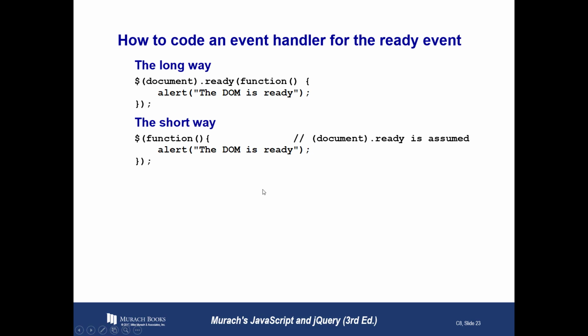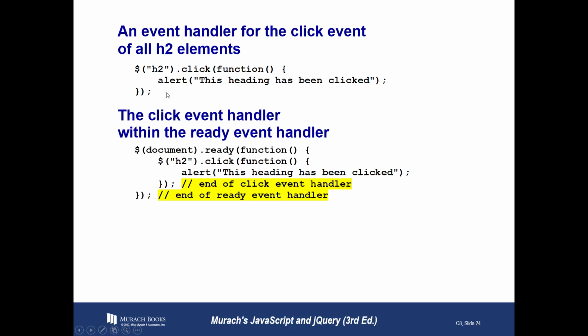Now, there are different ways that you can type this in. You can type in $(document).ready(function, but if you want to, you can just use the $. The document.ready is assumed. A lot of people put it in anyway, because it's kind of a hallmark showing this is jQuery. So this says when I click any H2 heading, I want an alert to come up that says this heading has been clicked.